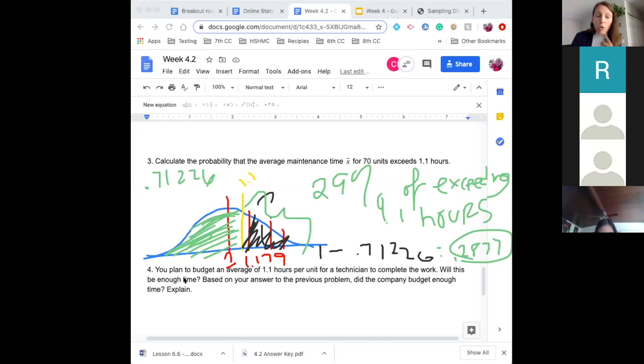So are we okay for number 3? Your budget plans to average 1.1 hours per unit. Do we do 0.28 times the 70 and see if it's above? Above what? Are you looking at number 4? Yeah. Okay, so then can I erase what I have? Are all of you good with that?